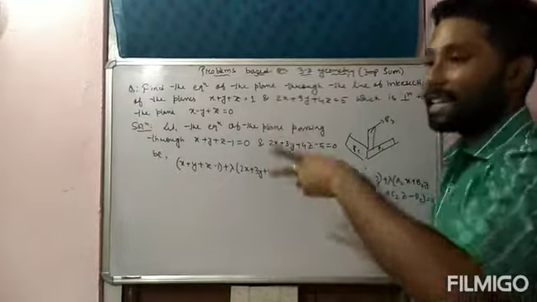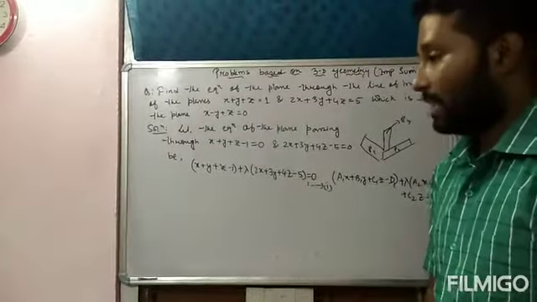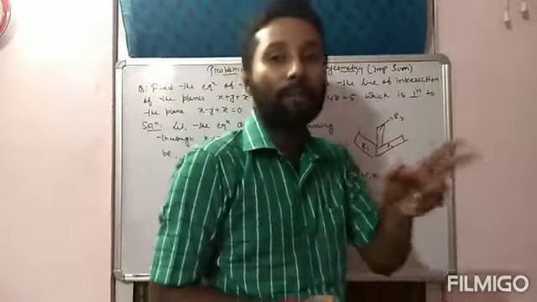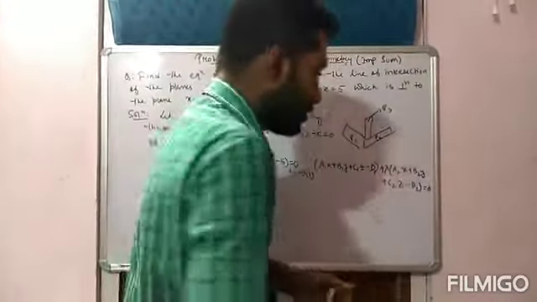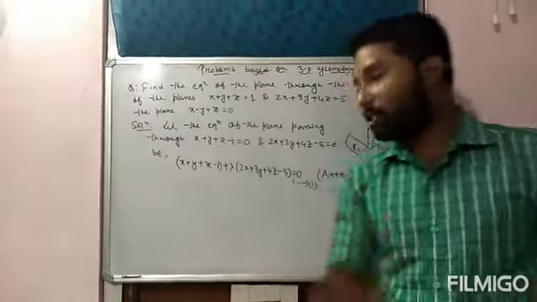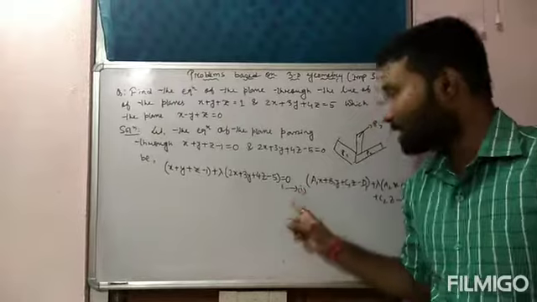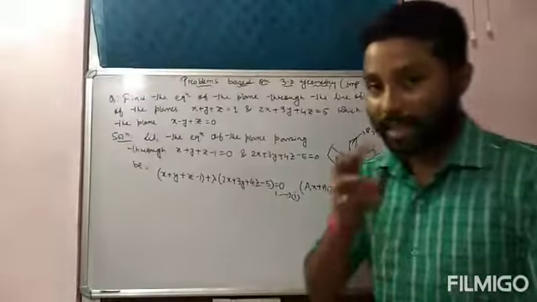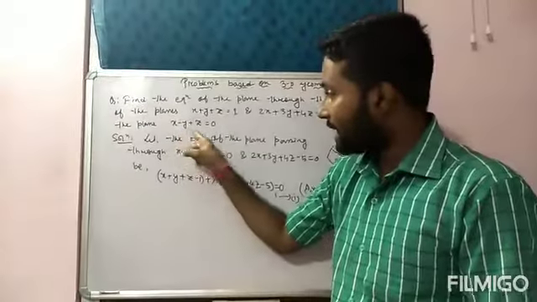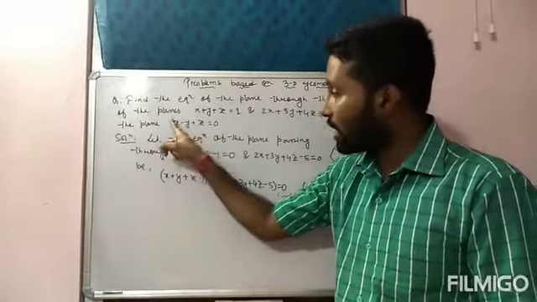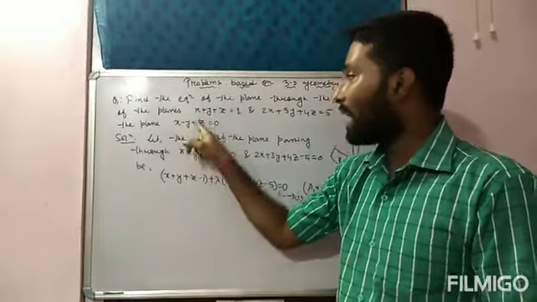So when two planes are perpendicular to each other, then we know the condition. In the previous question also I have used that condition: a1 a2 plus b1 b2 plus c1 c2 equal to 0. Here a1, b1, c1 are the direction ratios of the first equation, whereas a2, b2, c2 are the direction ratios of the second equation, and here the second equation is this one. From here clearly we can say that the direction ratios are 1, minus 1 and 1.